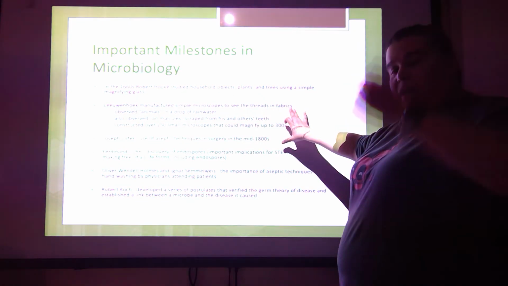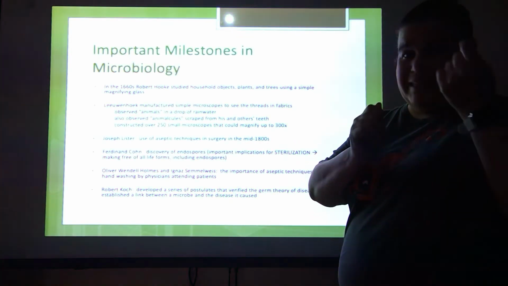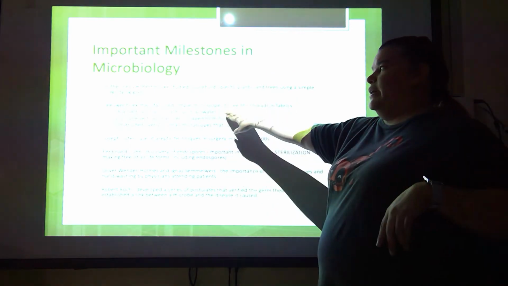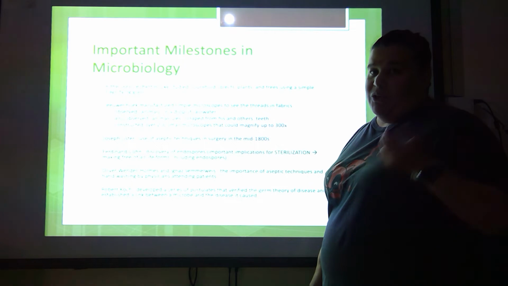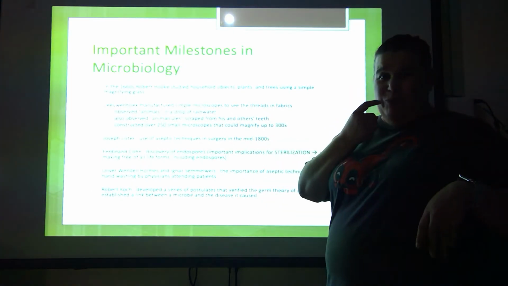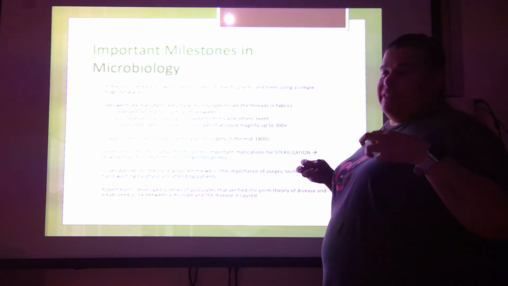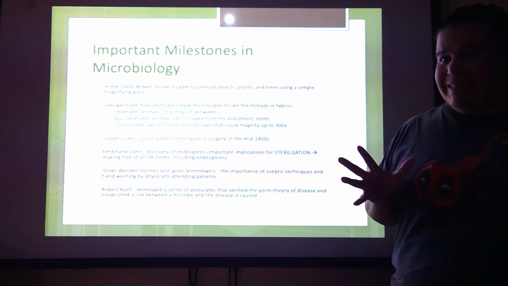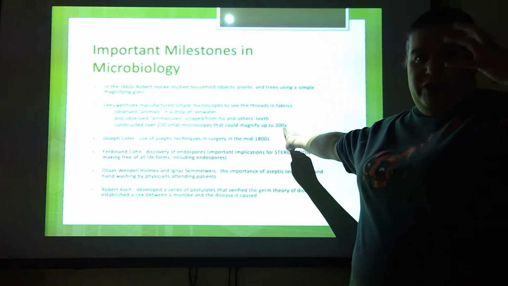But once he accomplished that, he used those same very, very simple, basic microscopes to look at animals inside of a drop of rainwater. He observed animalcules, animal and molecule, he combined the two words, straight from other people's teeth. He constructed over 250 small microscopes that could magnify up to 300 times, see the X, that's times, 300 times what your naked eye could see.